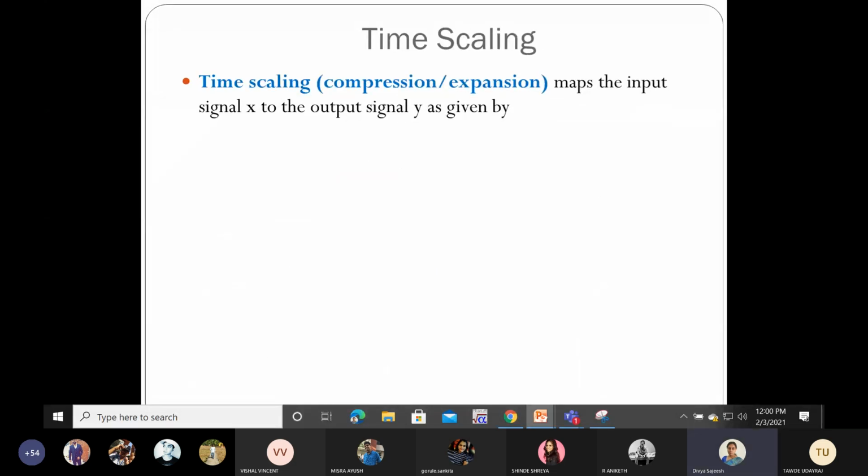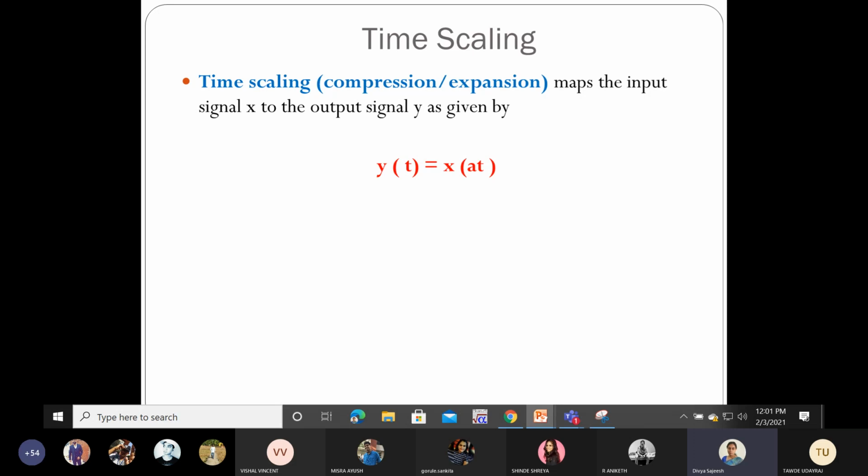Next, it is time scaling. Scaling means you can either compress it or you can expand it. But remember, it is again on the time axis. Nothing will happen to the amplitude, only the time will be scaled. Either on the x axis the signal will be compressed, or it will be expanded only along the x axis, while its magnitude will be kept the same as it is.